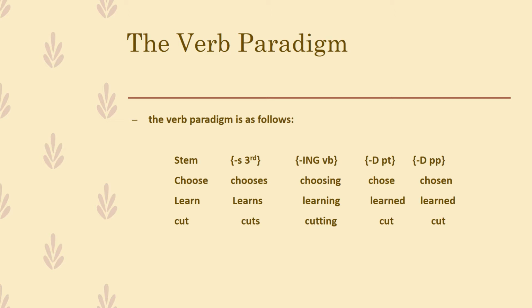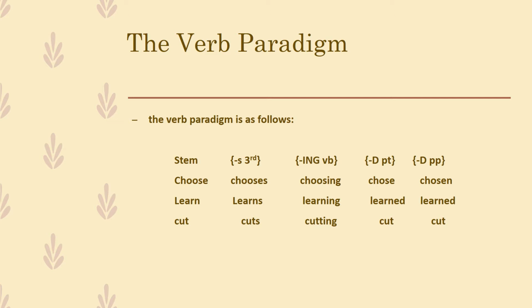So today with the verb paradigm we have 5 forms. The maximum is 5. We have the stem, the verb base with no additions, with no suffixes or affixes. The third person singular s, ing or present participle, d past tense, or d past participle. These are the 5 forms of the verb paradigm. A verb may have 5 forms.